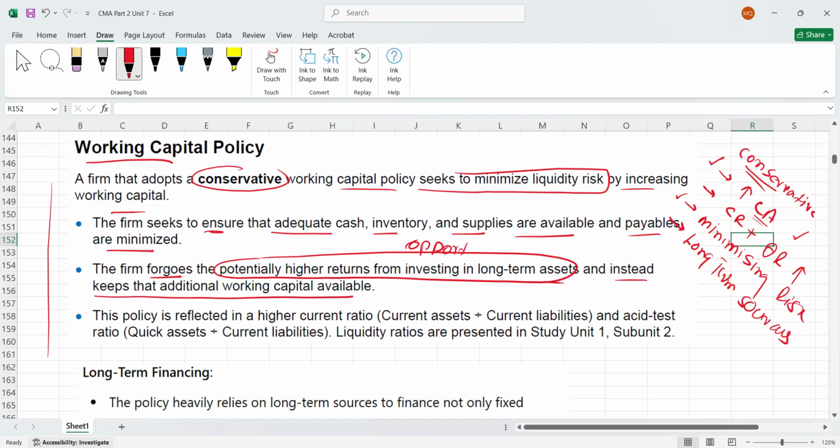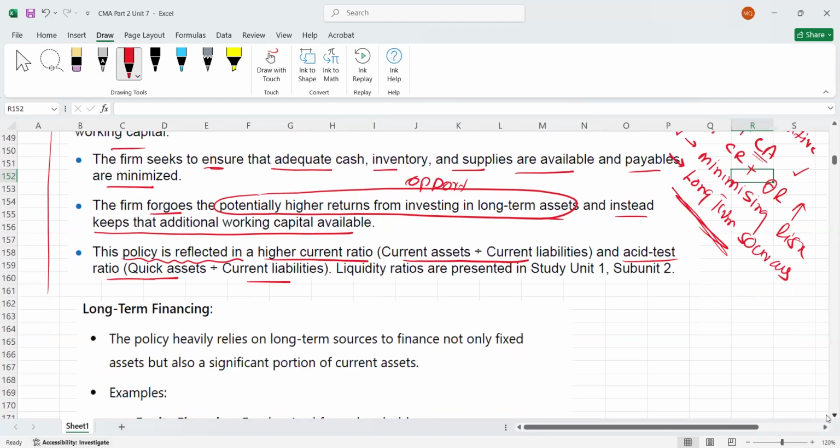Okay, then what? This policy is reflected in a higher current ratio, which we studied, equals current assets divided by current liabilities, and a higher acid test ratio, also called the quick ratio, which equals quick assets divided by current liabilities, right? We have already covered these ratios. So the current ratio and quick ratio will be higher. Then what is next? Now this point, long-term source of finance, is what I have told you.